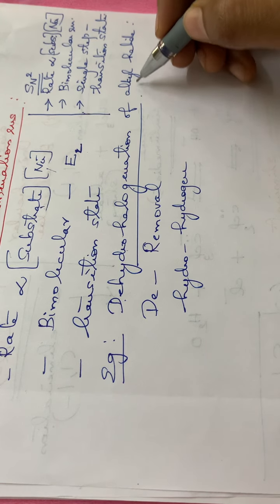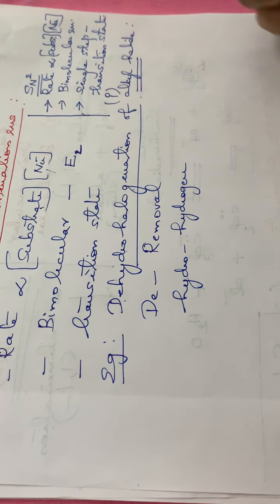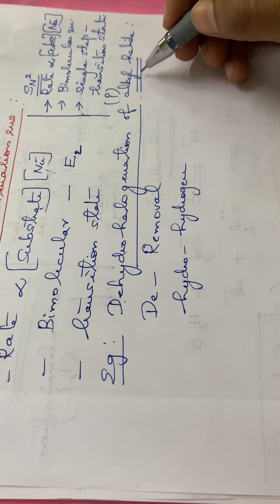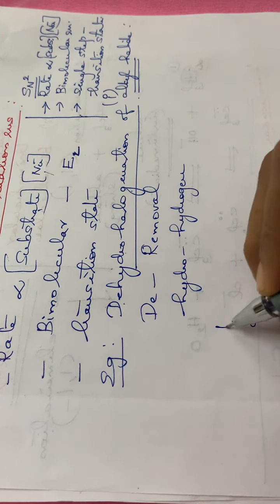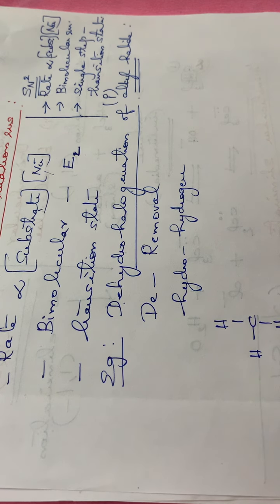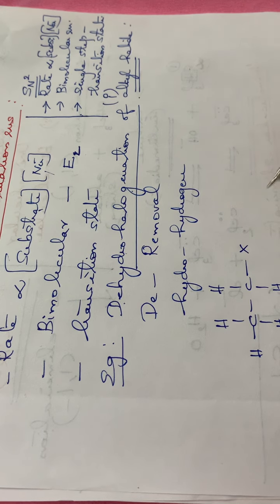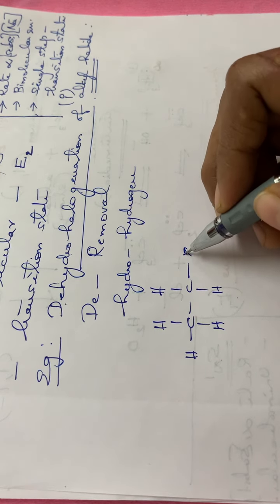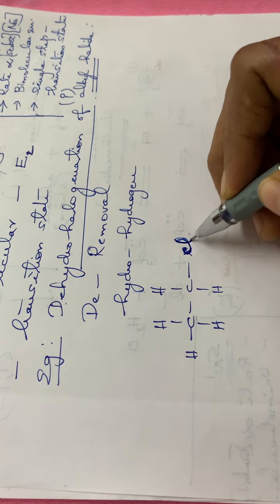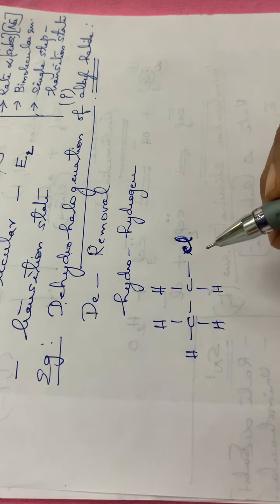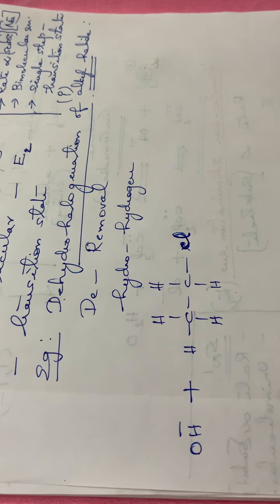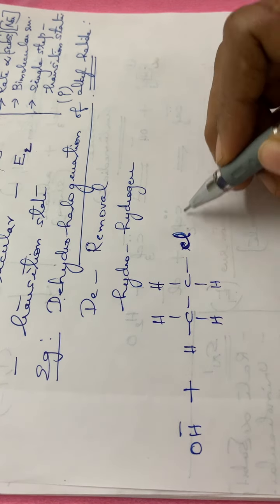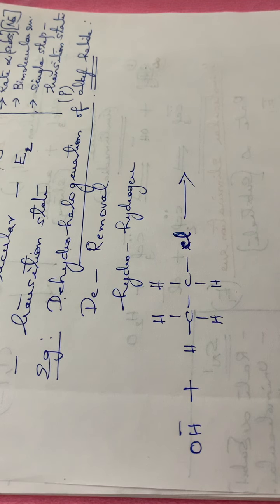Here, we are writing a primary alkyl halide, since the reaction will be taking place in a primary alkyl halide. So let us write CH3, CH2, X. This is an alkyl halide, X, or we can write it as Cl: CH3, CH2, Cl, ethyl chloride. To this species, an OH minus is attacking. In presence of a strong alkali, the reaction will be taking place.